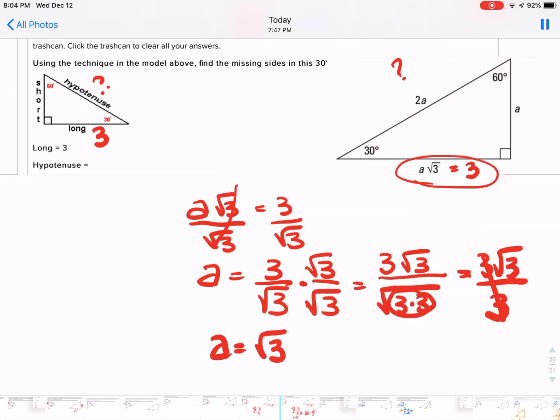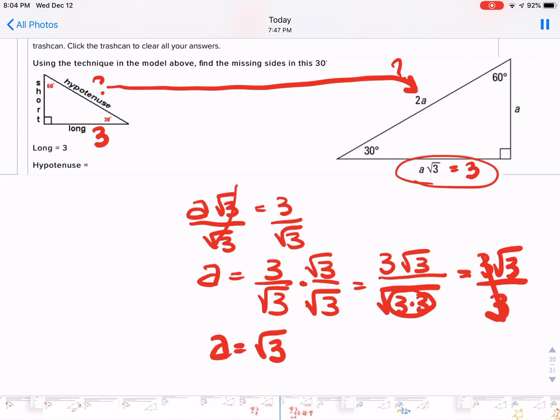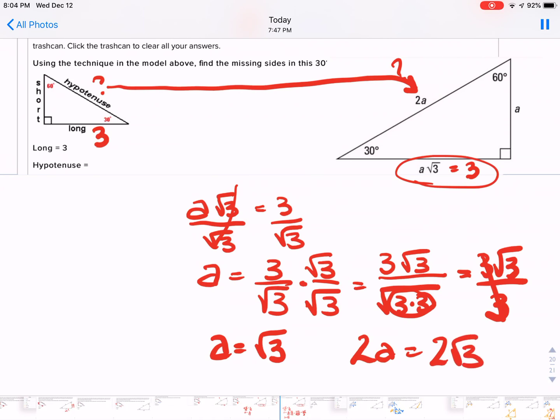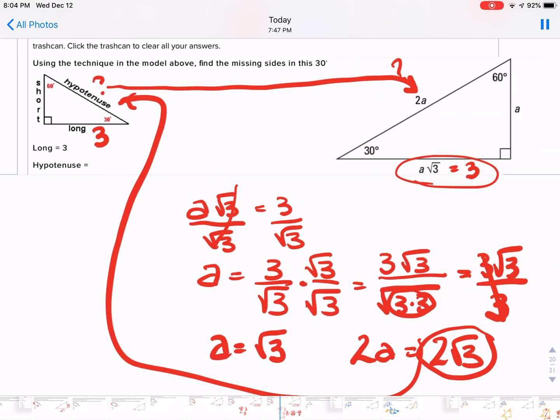Now, if they want me to find the hypotenuse, it is 2 times A. So 2 times A is going to be 2 times the square root of 3. And that's going to be your hypotenuse. Okay?